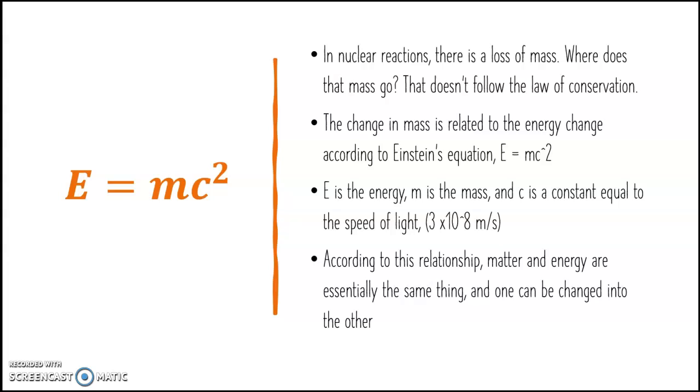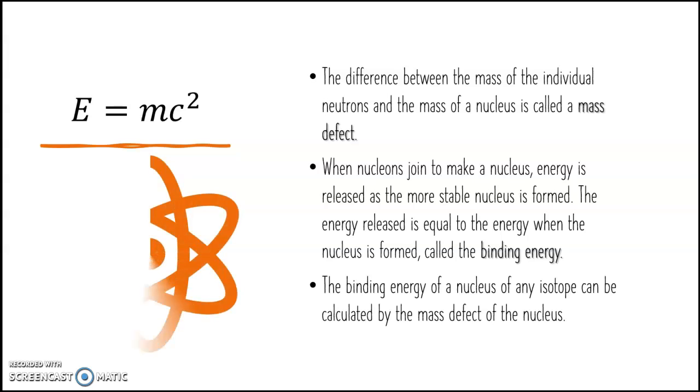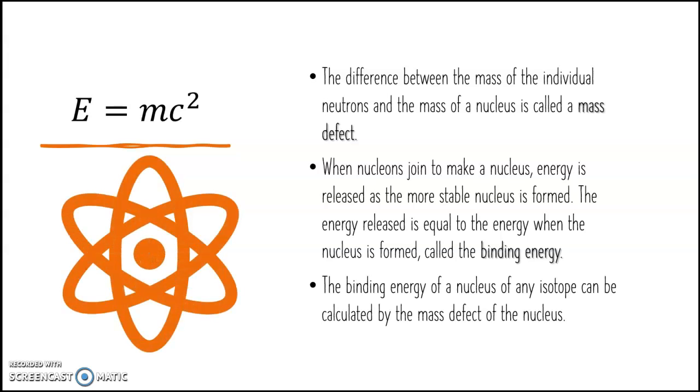E stands for energy, m stands for mass, and c is the constant equal to the speed of light, or 3 times 10 to the 8th power meters per second. According to this relationship, matter and energy are essentially the same thing, and one can be changed into the other. The difference between the mass of the individual nucleons and the mass of a nucleus is called the mass defect. In other words, if we add up the individual masses of neutrons and protons separated, they have more mass than when they are together in a nucleus. The mass defect is the missing mass.